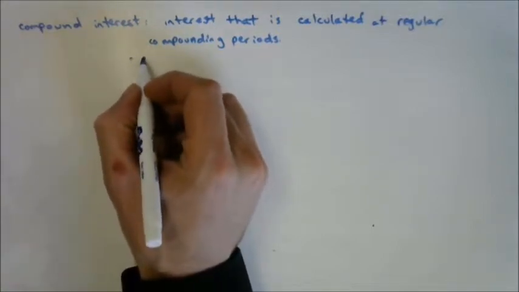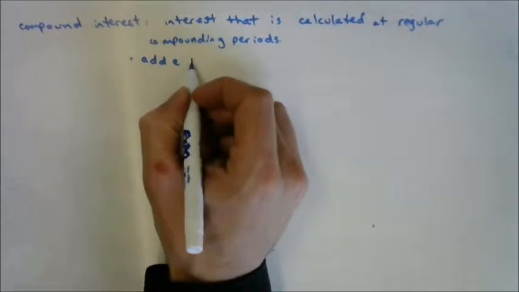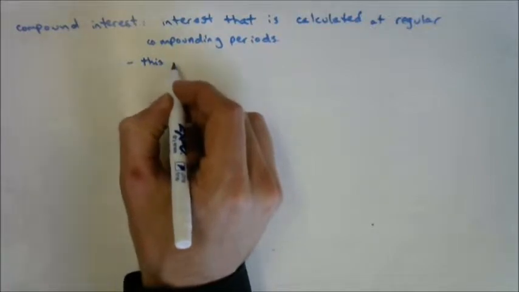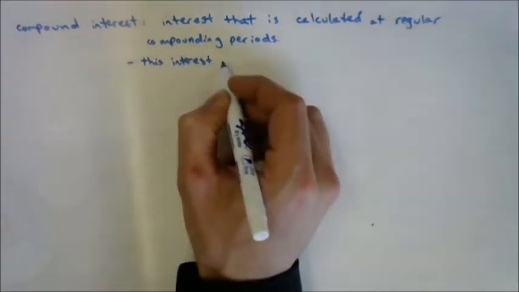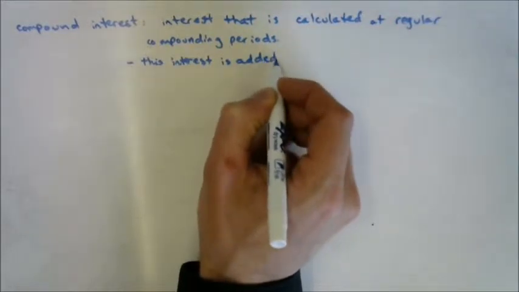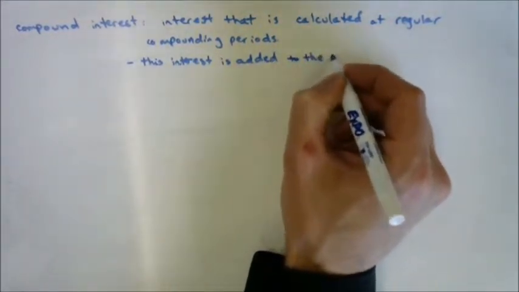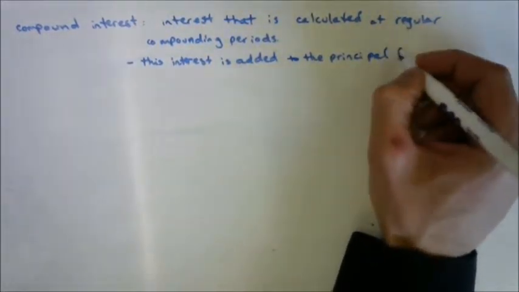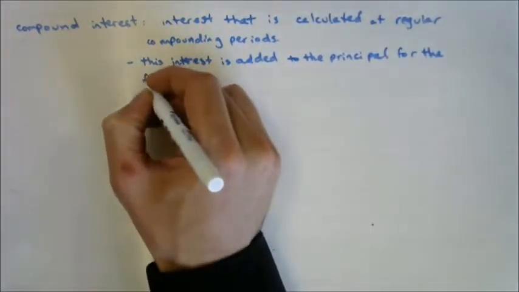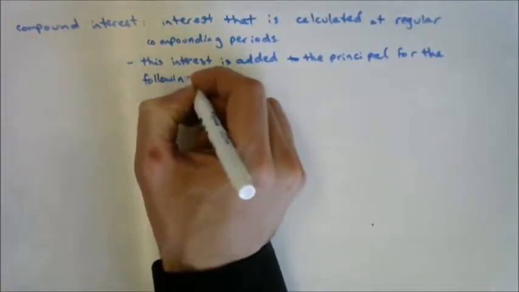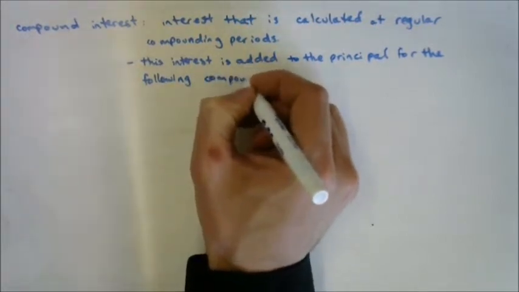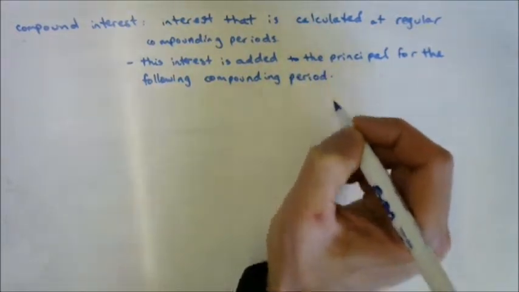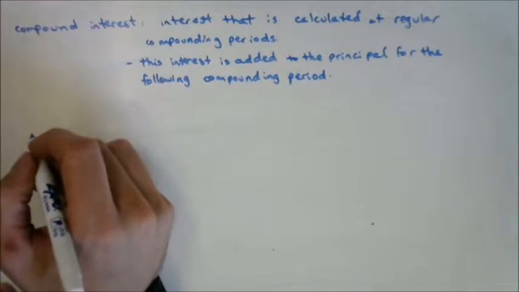So the next little note is added. Let's do it this way. This interest is added to the principal. This interest is added to the principal for the following compounding period. So your interest also gets compounded, gets interest on it.